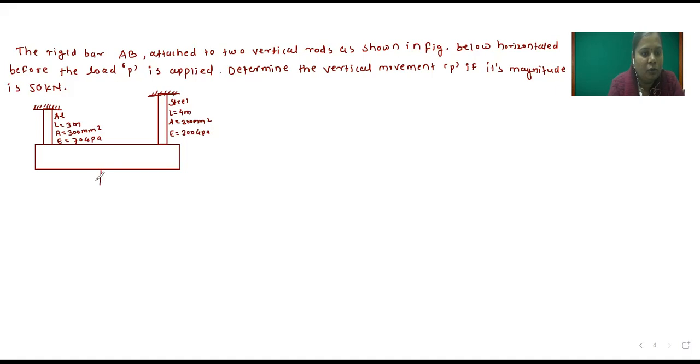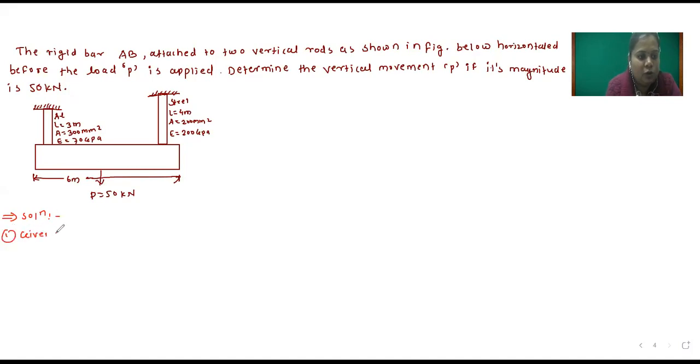And here load is applied. Load is 50 kilonewton, P equal to 50 kilonewton. And the total span of this is 6 meter. Okay, so this is the figure. Now first we will write given parameters.